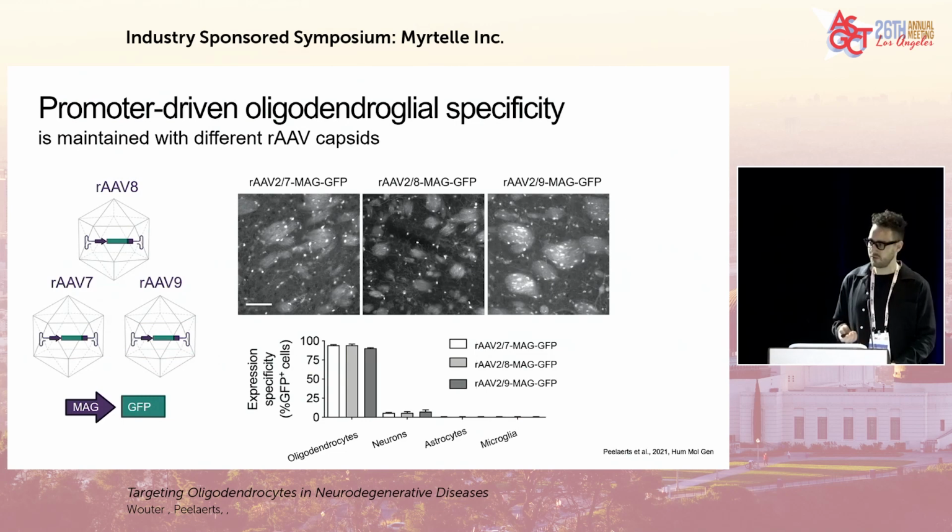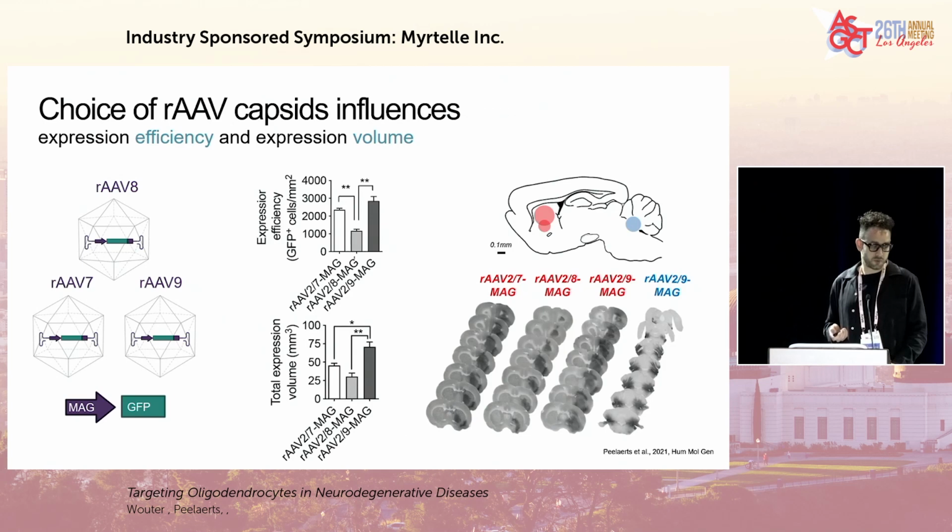Another question is whether you can more specifically target oligos by just changing the capsids and using different types of capsids. This is also some work that we've done, by substituting the serotypes and then looking at how different serotypes influence targeting and transduction of oligodendrocytes in vivo. First, we looked at expression specificity. Just by simply using the 2.7, 2.8, or 2.9, we didn't notice any obvious differences, so the specificity is maintained. But what was really obvious is that some serotypes have very different expression efficiencies and transduction volumes.